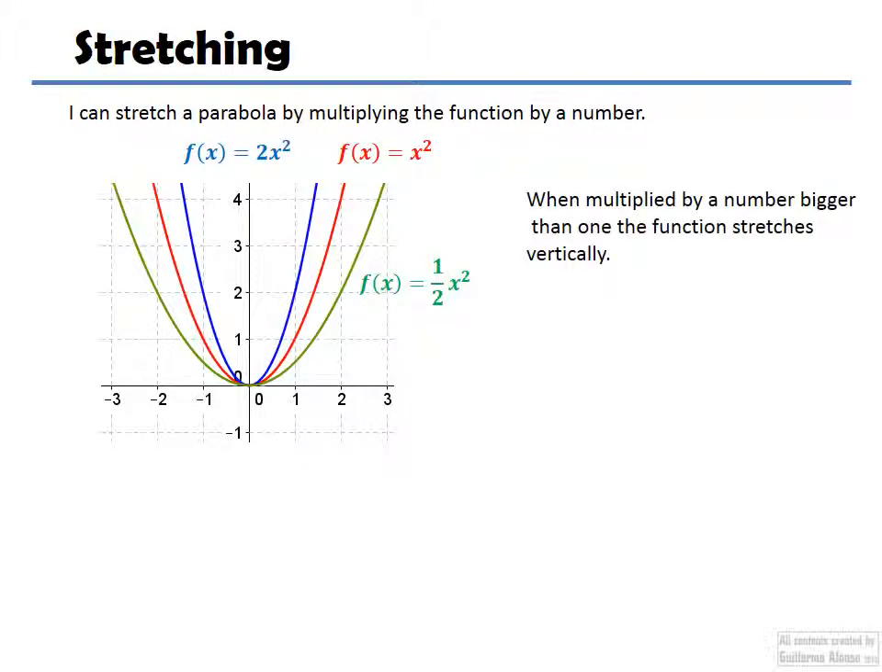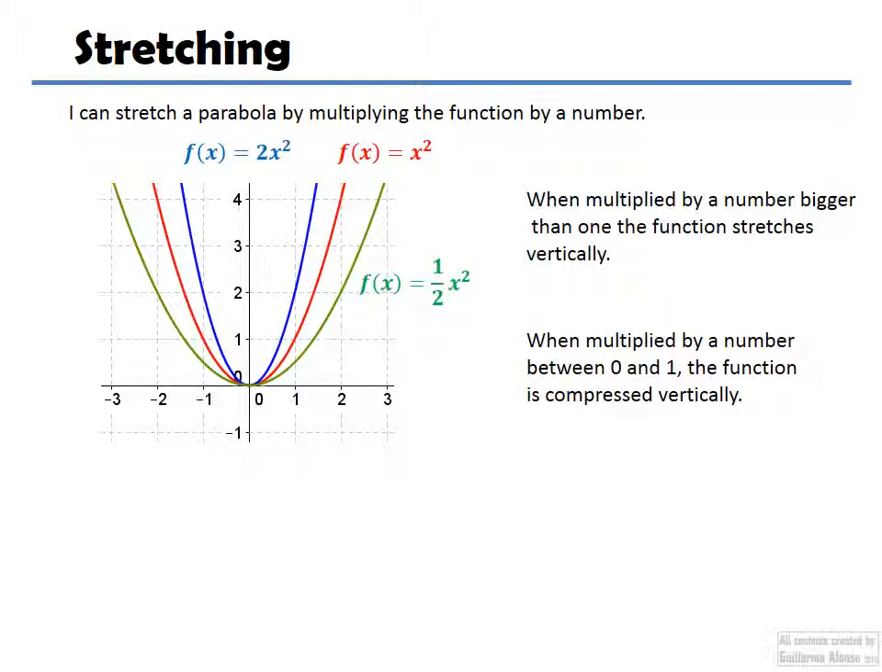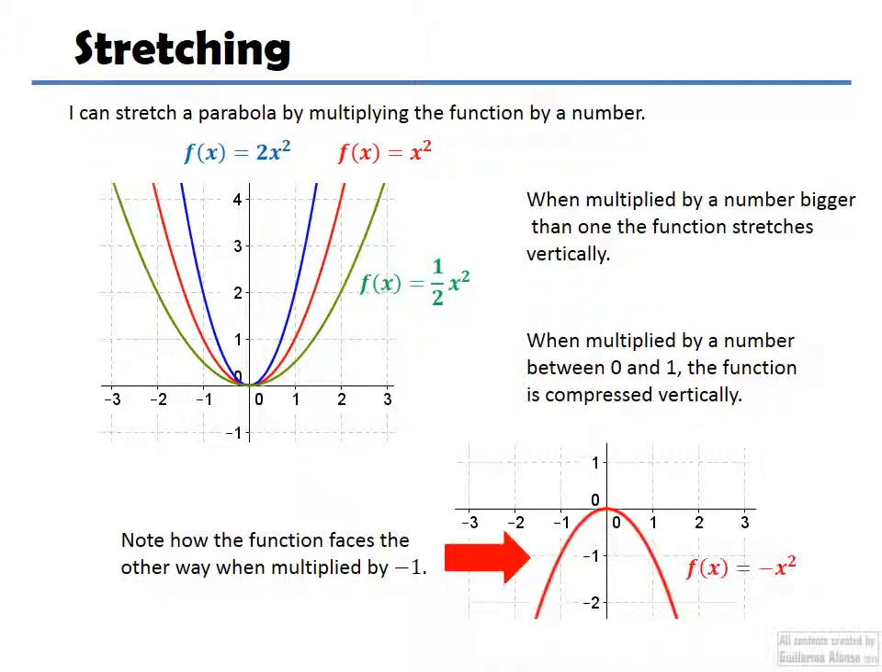When multiplied by a bigger number, the function stretches vertically. When multiplied by a number between 0 and 1, the function is compressed vertically. Now, note how the function faces the other way when multiplied by minus 1. This is what happens when it is multiplied by minus 1.